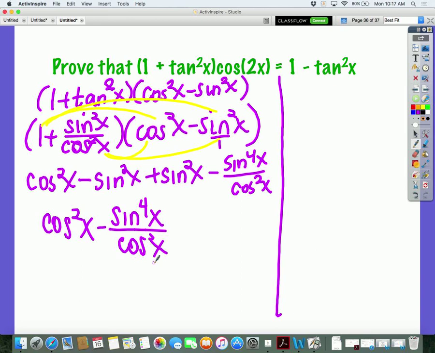Yes, Celeste? Multiply to make a common denominator. Yes, multiply to make a common denominator of cosine squared x. So this first part will turn into cosine to the fourth x minus sine to the fourth x. Get that common denominator, that way you can actually subtract them from each other.